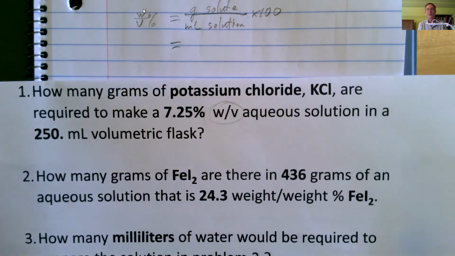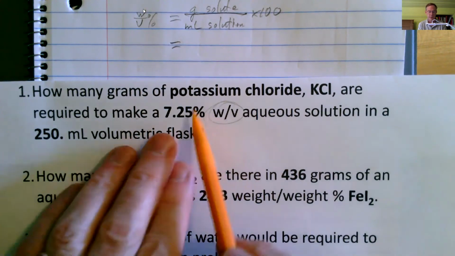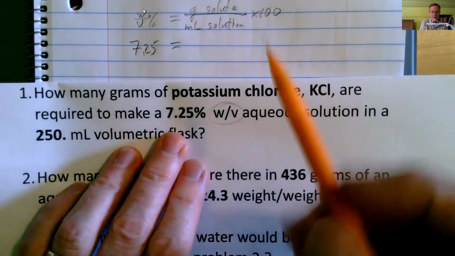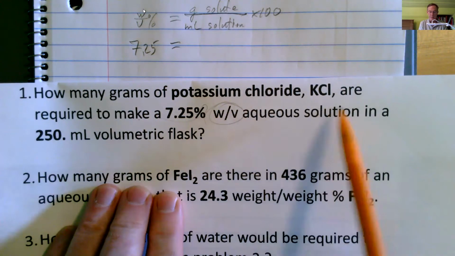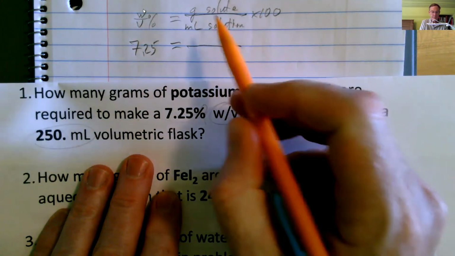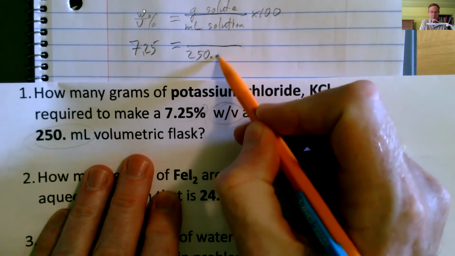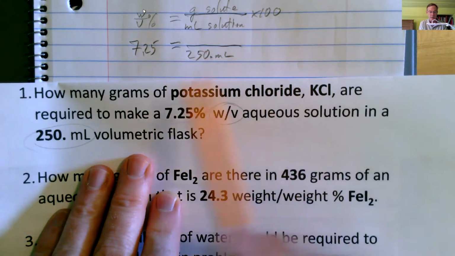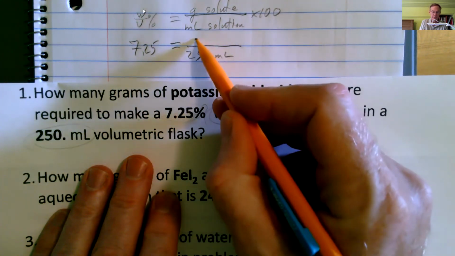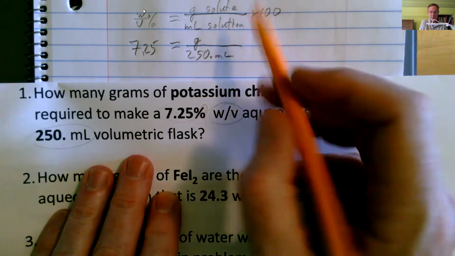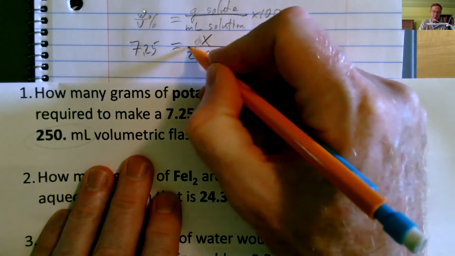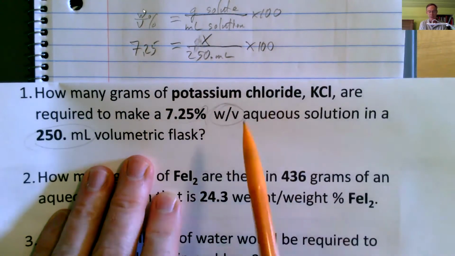So let's just substitute things directly into our equation. We know that we have our percent. It's going to be 7.25, just taking that from there. Let's see, we have the volume. That's 250 milliliters of solution. And we've got our, okay, how many grams of potassium? So the grams, this is what we don't know. So I'm just going to put an X there for what we don't know. And then, of course, this is times 100.